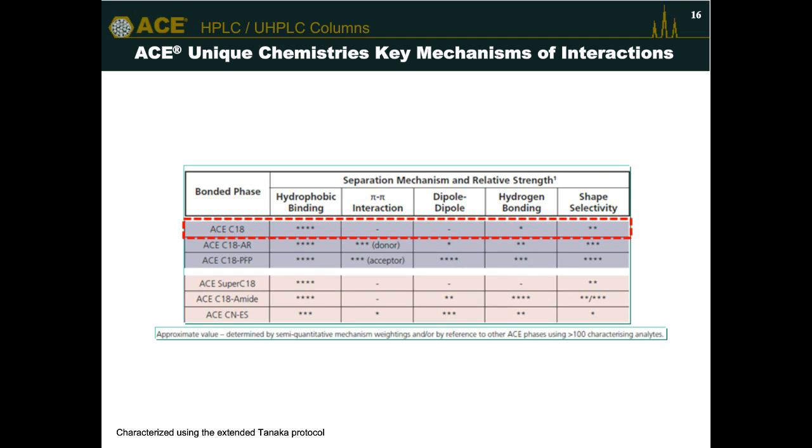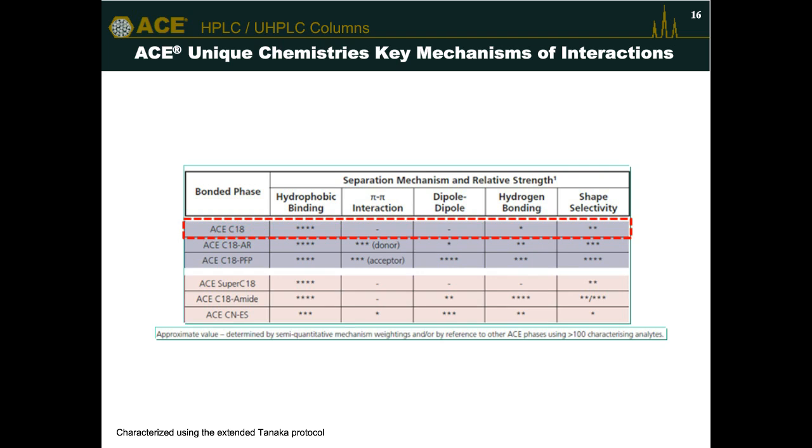And then finally, most C18s have shape selectivity as well. And this is because your analyte can move between the C18 chains, and if your analyte shows different shapes or potentially conformers, then you can get a degree of selectivity of the shape from many C18 columns. So there are 2 stars to indicate there is some shape selectivity.